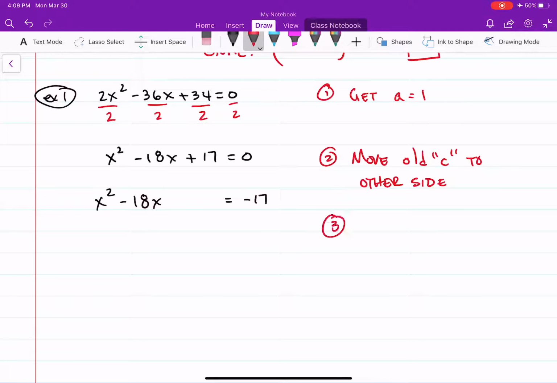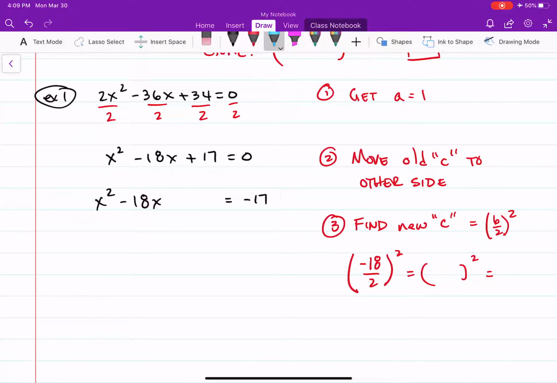Step 3 is going to be find a new c, which is equal to b divided by 2 squared. Well, my b is negative 18, so I got negative 18 divided by 2 squared. Now, this part right here is important because I want to show this part of the work because it's going to help me. So this is going to give me a negative 9, okay? Negative 9 squared, which is equal to 81.